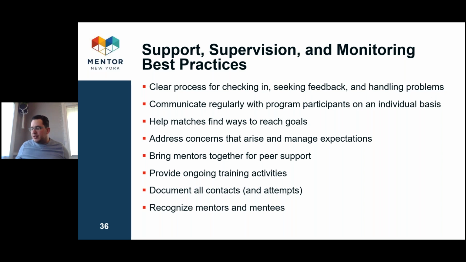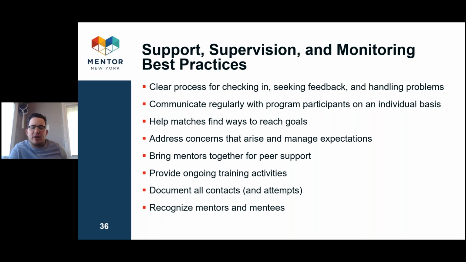The second reason I think this is so important is that I've seen it be the first thing that gets cut when program staff are limited by capacity. So if you're only one person running it and you don't have the time or energy to do all of these, those follow-up calls, that monitoring and support is the first thing that gets scaled back. And so we want to make sure we're really focusing on it. And so you want to make sure there's some type of clear process for checking in, seeking feedback, handling problems.